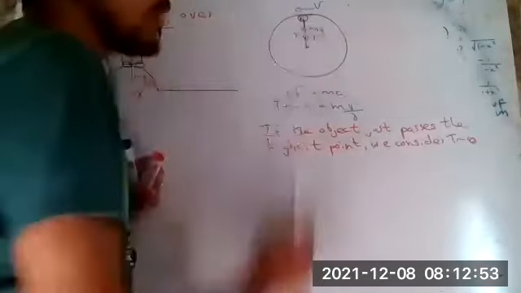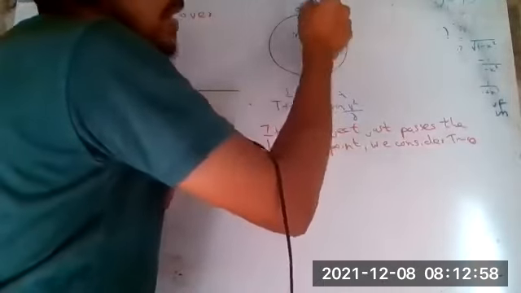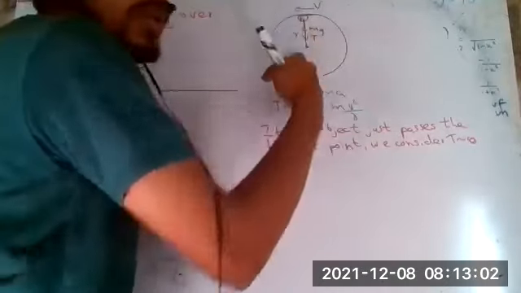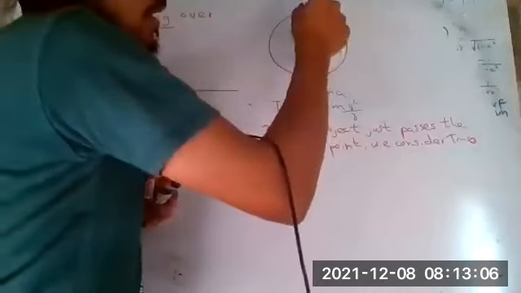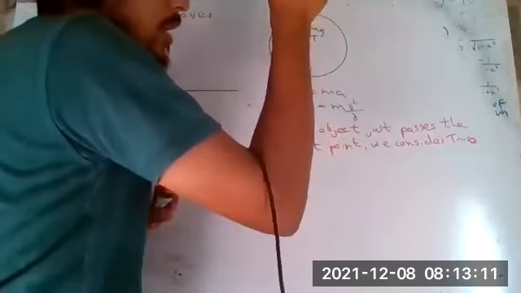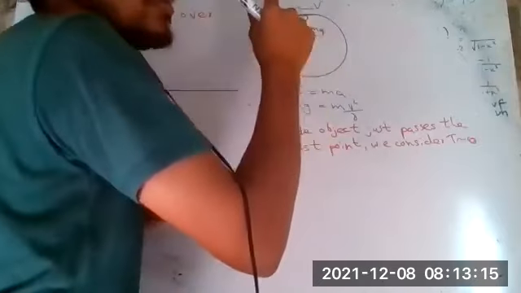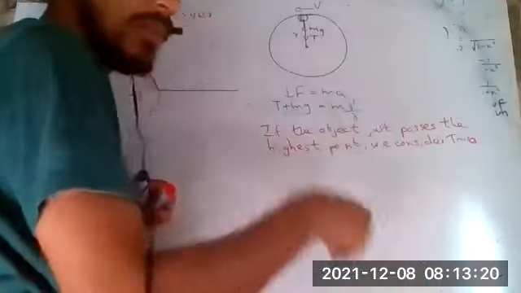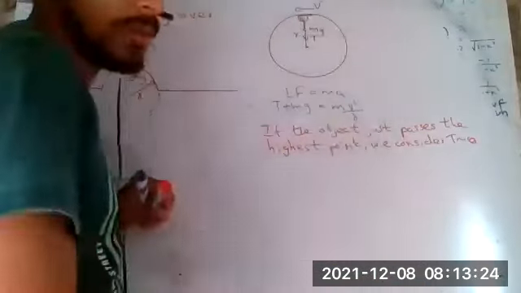Then when tension is almost zero, the velocity that it has such that it can just pass the highest point is called the minimum velocity. Is that clear? When the tension is zero, the velocity that the object has such that it can just pass the highest point is the minimum velocity, because if it has a velocity lower than that minimum velocity, it will not pass the highest point. It will just fall.